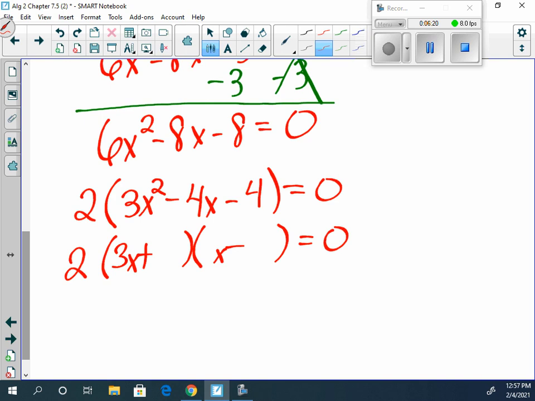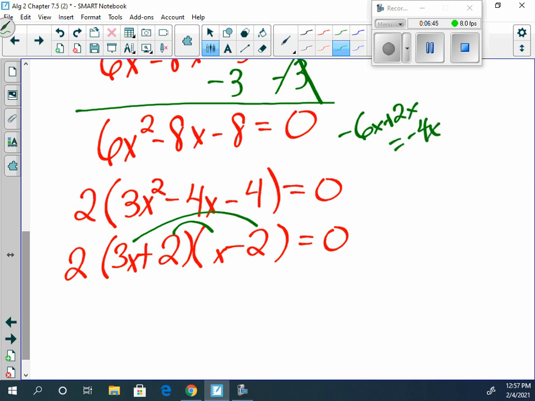Now that comes down to the factors of 4. What factors of 4 do we want to use? 1 and 4 or 2 and 2? Let's try 2 and 2. Now we can check this to make sure it works. Well, 3x times negative 2 is negative 6x. 2 times x is plus 2x, which gives us a negative 4x. Okay, that's exactly what we wanted.